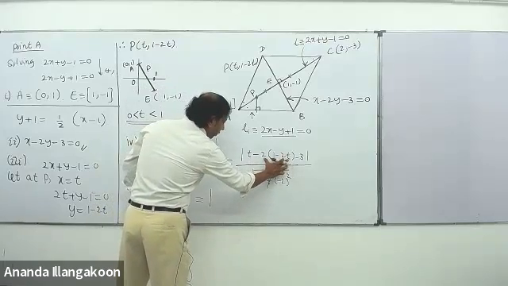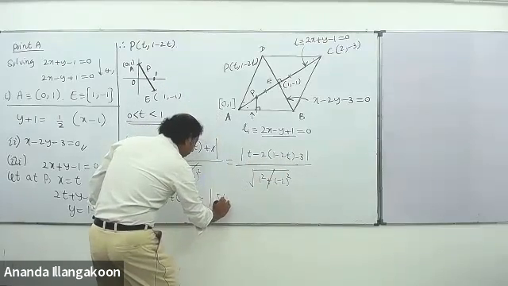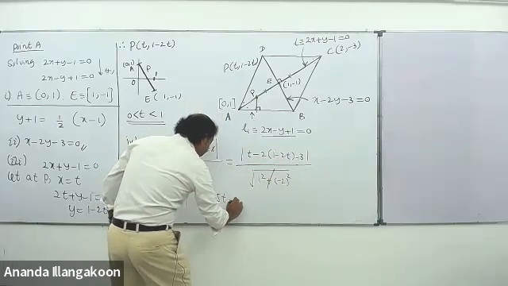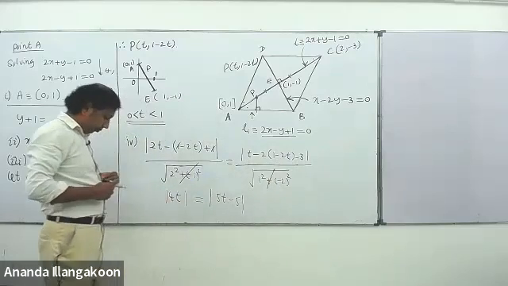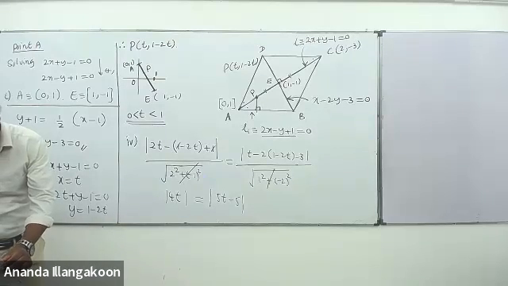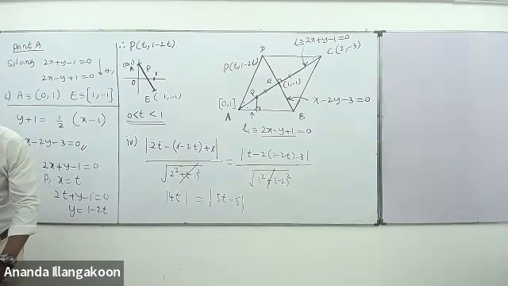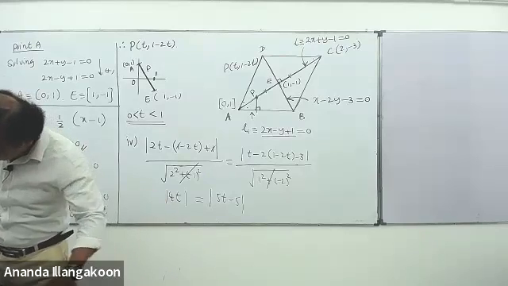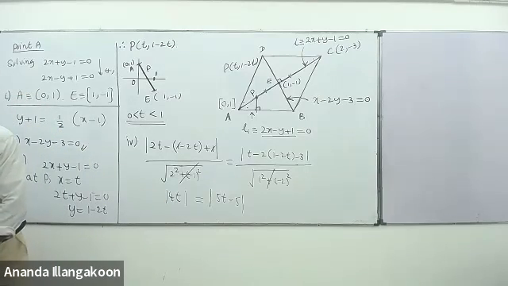Simplify here. What? Here 4t and t, 5t. Minus 2, minus 3, minus 5. Right. Now, by simplifying this, you get two answers for t.